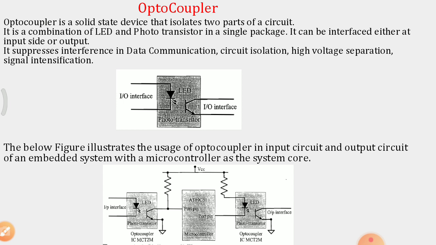Here the input is interfaced with the port pin of the 8051, and in between an optocoupler IC, MCT2M, is used. This is separating the input device and the microcontroller. Then another optocoupler is used between the port pin and the output device, the output interface. So this is basically used for suppressing interference and high voltages.